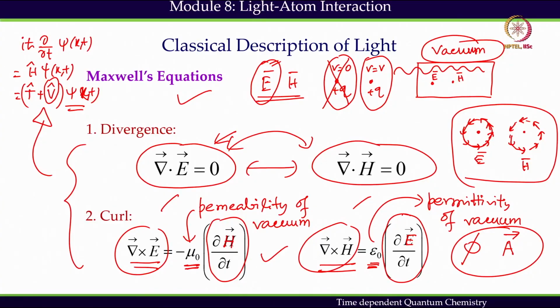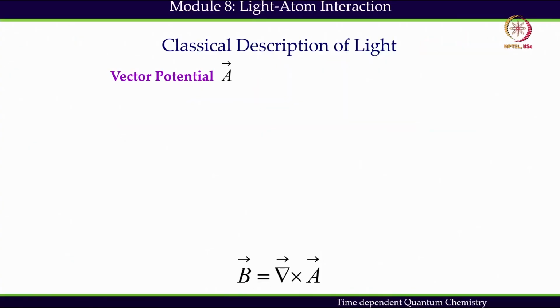But the problem is that we will ultimately use the time-dependent Schrodinger equation to understand light atom interaction. In TDSE, we use the potential term, the potential form, and that's why the field formulation needs to be converted to potential formulation to get the right form, which we can include in the time-dependent Schrodinger equation. So we will see how to get that potential formulation of Maxwell's equations.